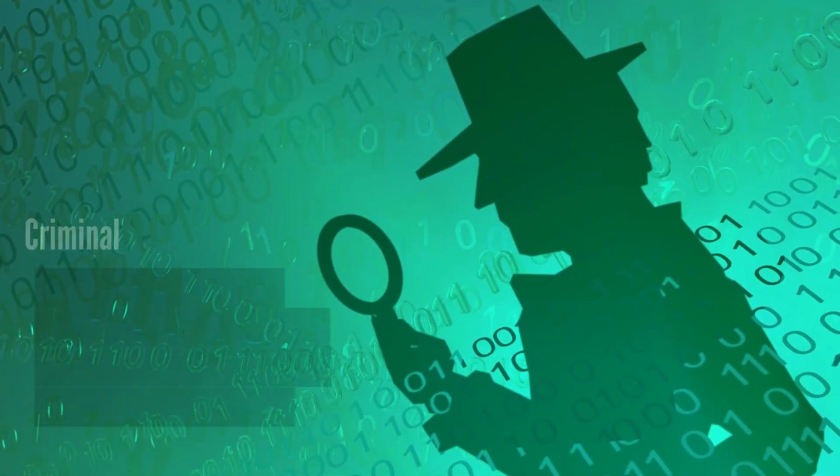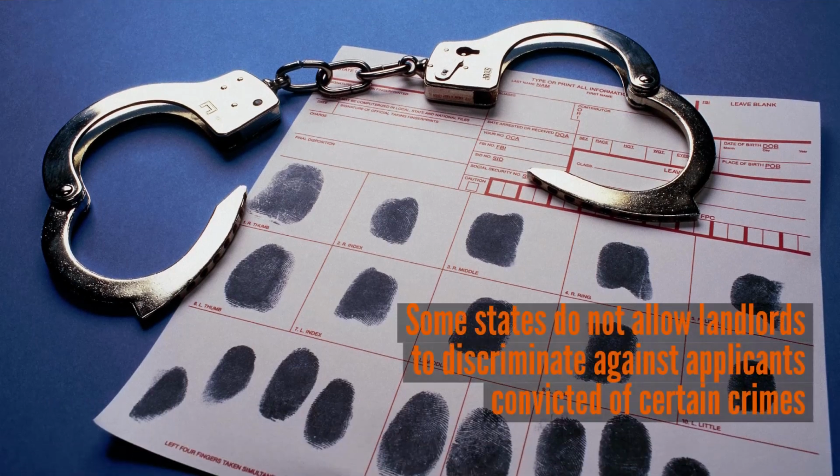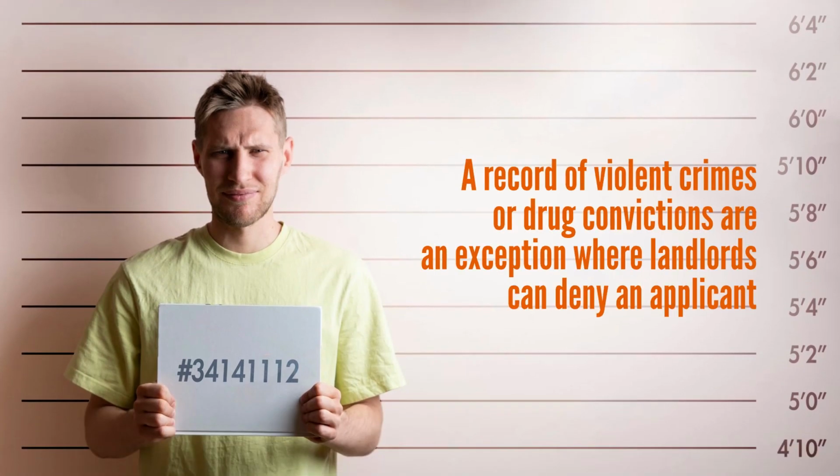Number 5, criminal background. Criminal background checks can be a slippery slope depending on local or state regulations. For instance, some states do not allow landlords to discriminate against applicants convicted of certain crimes. That said, a record of violent crimes or drug convictions are an exception where landlords could deny an applicant.